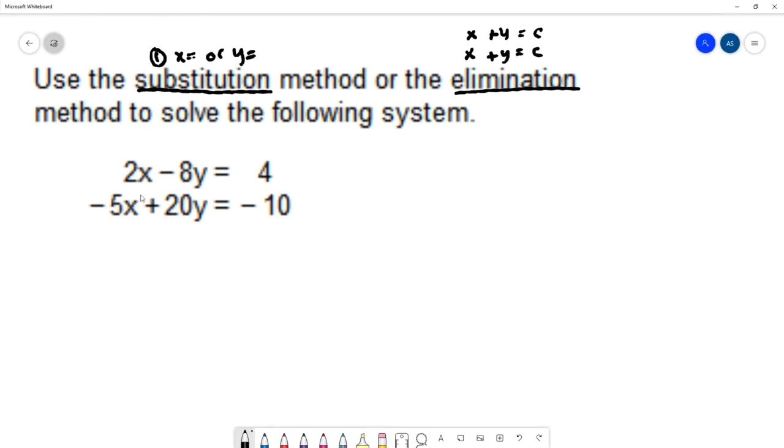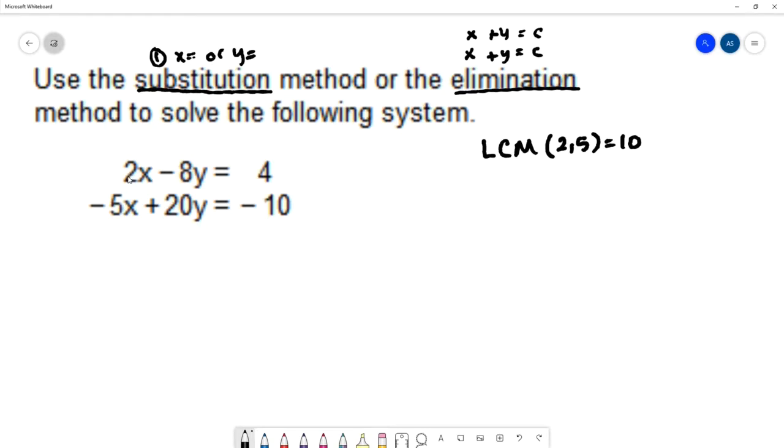You can eliminate either x or y, and I don't see any advantage to either one, so I'll just go with the x because it's written first. So if I want to eliminate x, I need to find the least common multiple between 2 and 5, and that's 10. So 10 is what I want these coefficients to be. I want one of them to be positive and one of them to be negative.